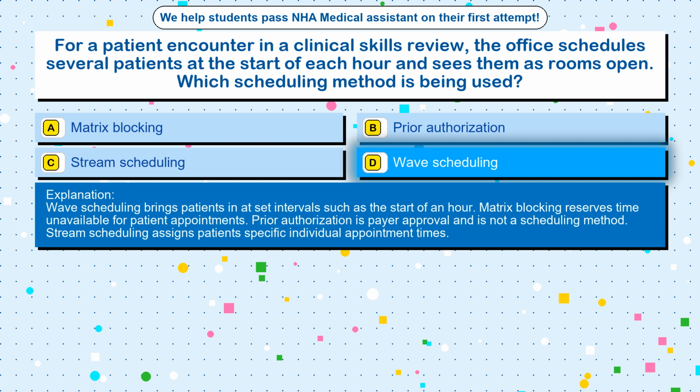Wave scheduling brings patients in at set intervals such as the start of an hour. Matrix blocking reserves time unavailable for patient appointments. Prior authorization is payer approval and is not a scheduling method. Stream scheduling assigns patients specific individual appointment times.